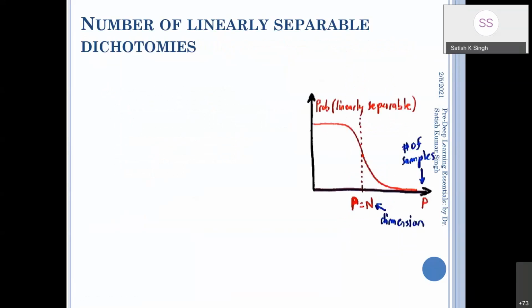This is important: the number of linearly separable dichotomies. At the y-axis, what is there? The probability of being linearly separable, meaning the linear separability probability. And at the x-axis, the number of samples. What can we perceive? If the number of samples is increasing, then the linear separability probability decreases very quickly.